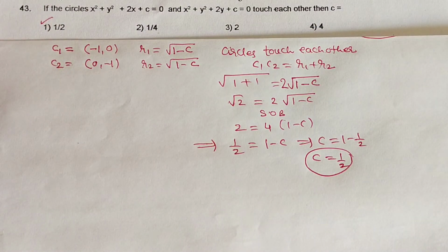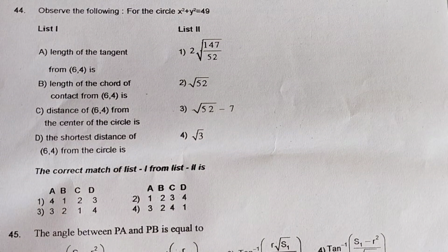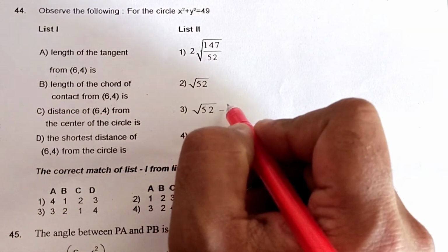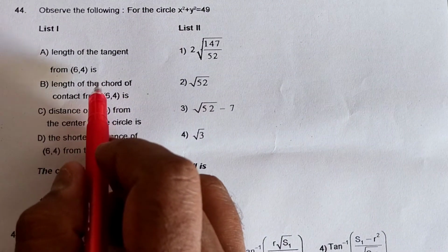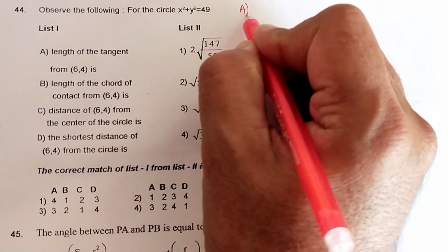We will move to the next question now, question number 44. Observe the following. For the circle x square plus y square equal to 49, list 1 and list 2 are mentioned. In list 1, A, B, C, D, 4 questions are there. We have to give the right answers from list 2. So the first one in this, length of tangent from a point (6, 4). So I am writing the first question's answer here.